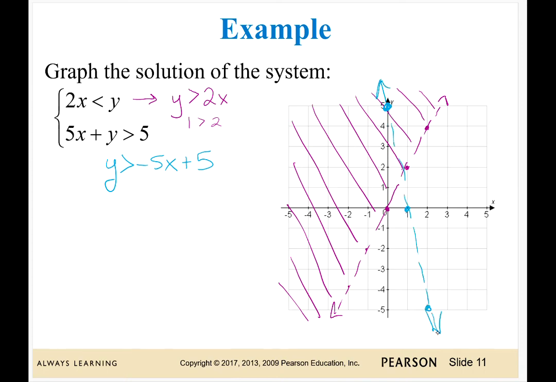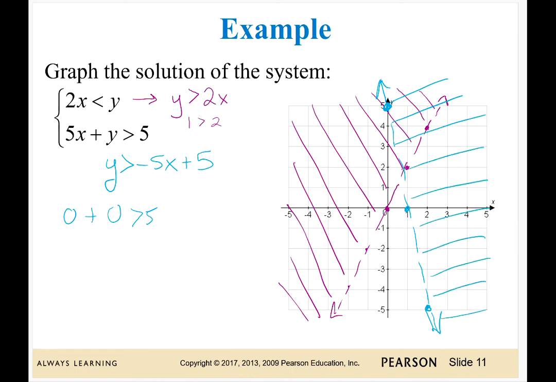Okay, make sure you have your arrows on the end. And then we can test 0, 0 this time, because notice 0, 0 is not on that blue line. So if I test 0, 0 in the original, I get 0 plus 0 is greater than 5. And that is definitely not true. So the 0, 0 is not shaded, so that means this direction should be shaded. Now notice, when I do this shading, I get an area that's double shaded. So notice this area right here is the double shaded, that little triangular piece.